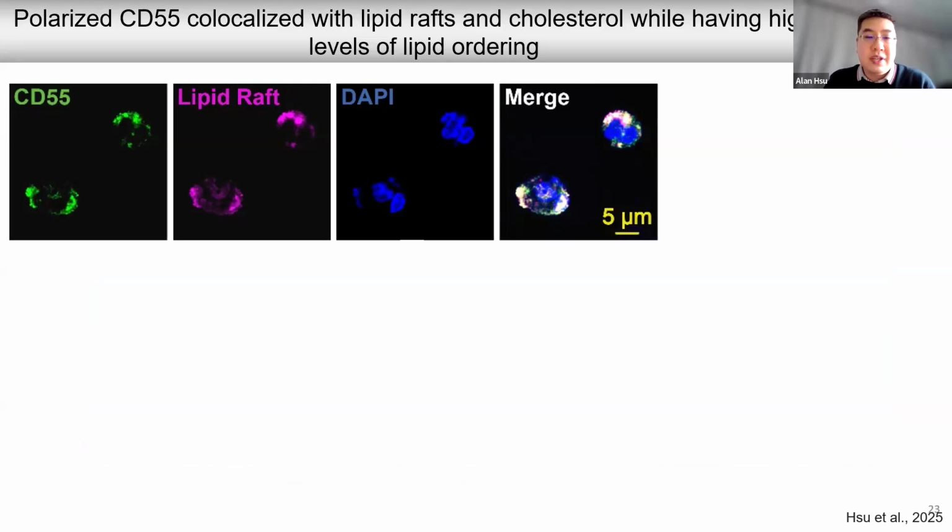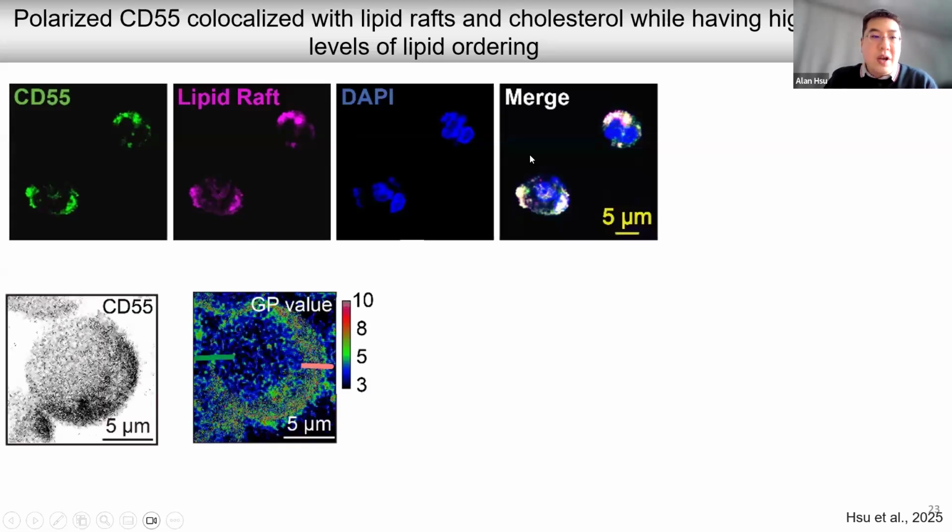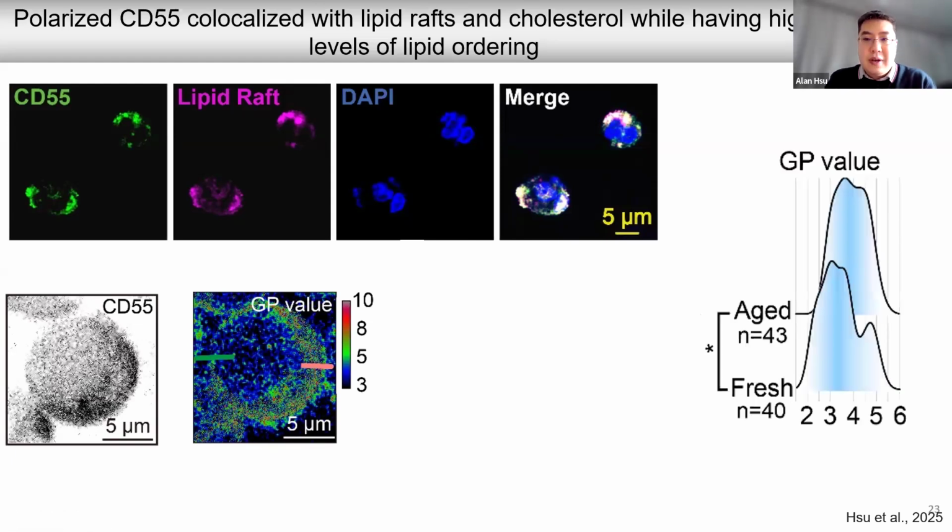We wanted to see if this polarization happens via lipid raft clustering, and through IF staining, indeed it does. Furthermore, we also wanted to see if CD55 actually coincided with ordered lipids, because lipid rafts have been shown to have more ordering of lipids. You can see this is a polarized neutrophil with CD55 polarized. The red line and green line, the polarized section has a higher ordered lipid.